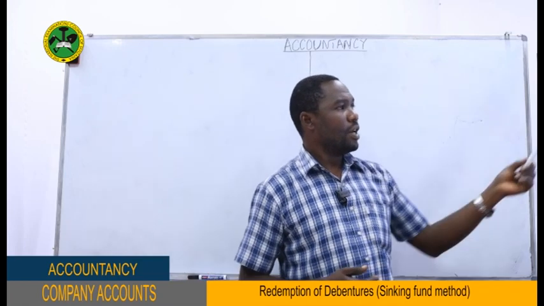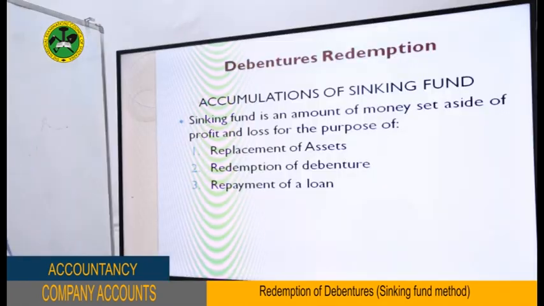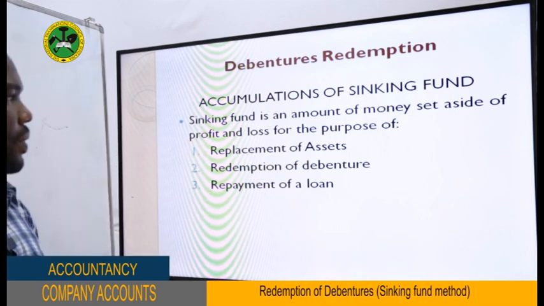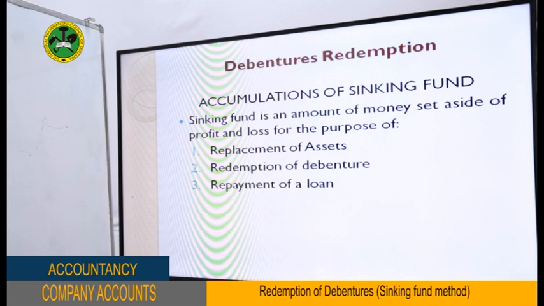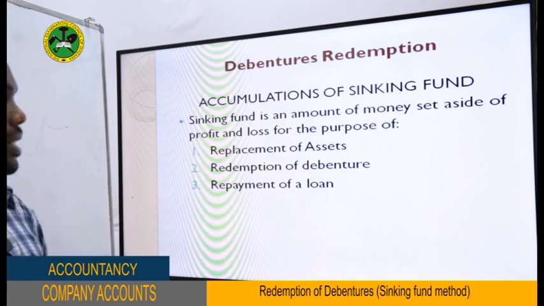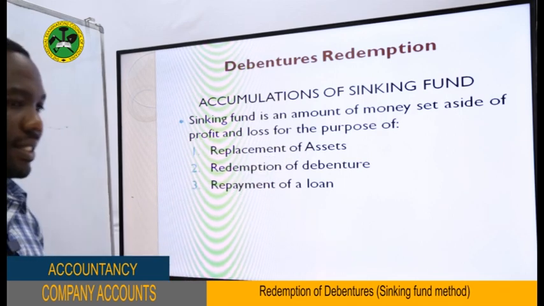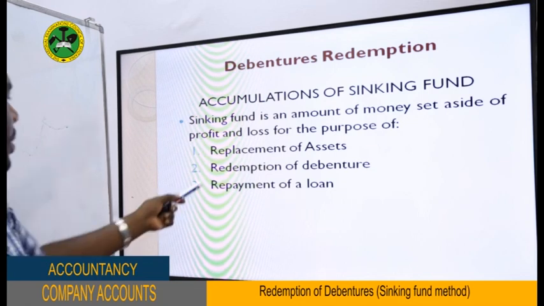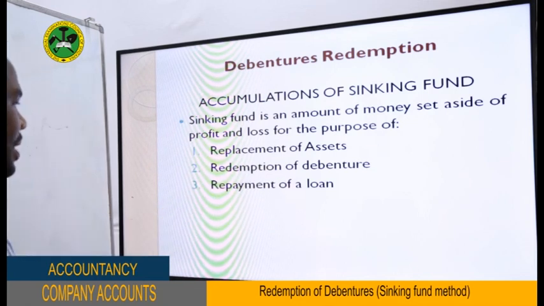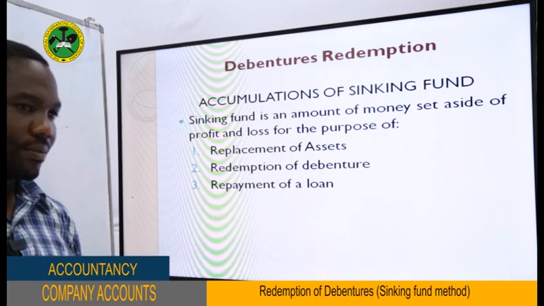So what do we mean by accumulation of sinking fund? As I've said before, with this method, a sinking fund is an amount of money set aside, normally from profit. And normally we set this aside for mainly three purposes: either to replace an asset, or to redeem debentures, or to repay a loan.